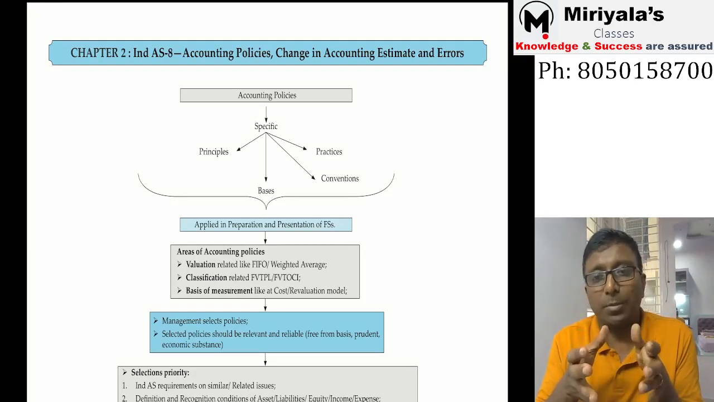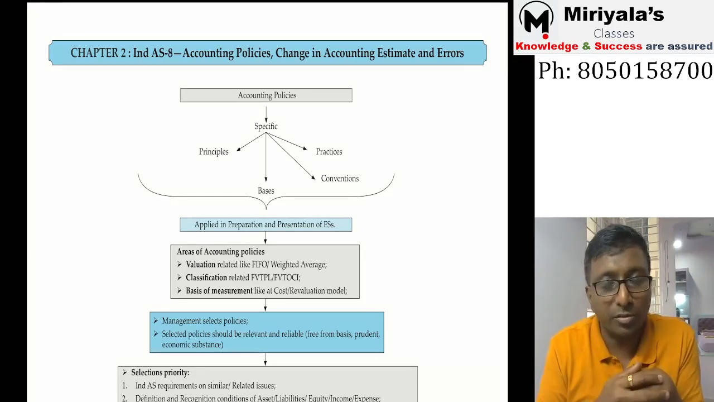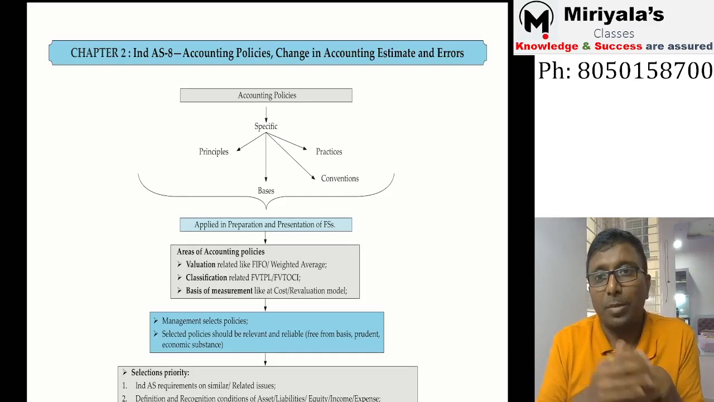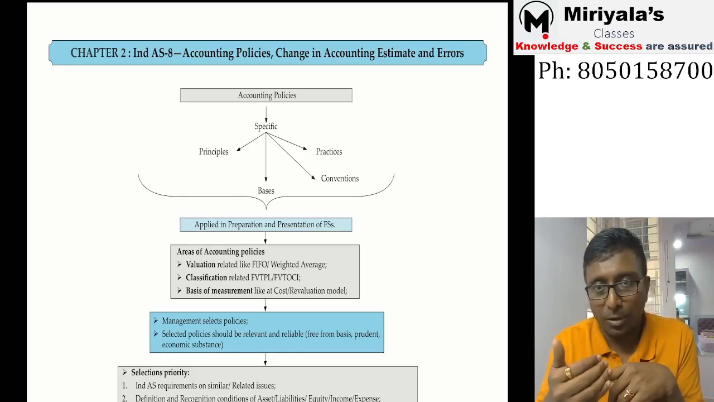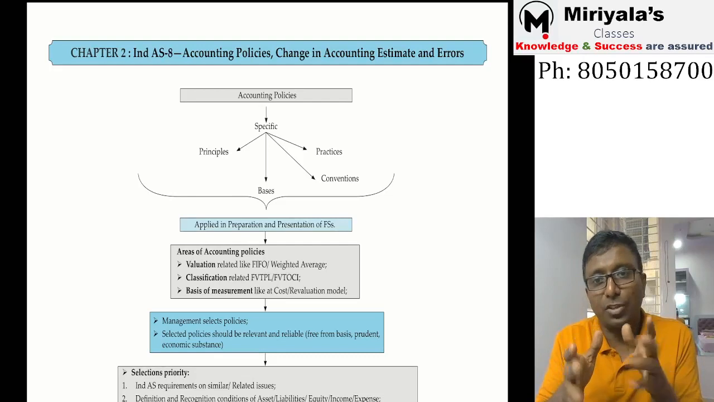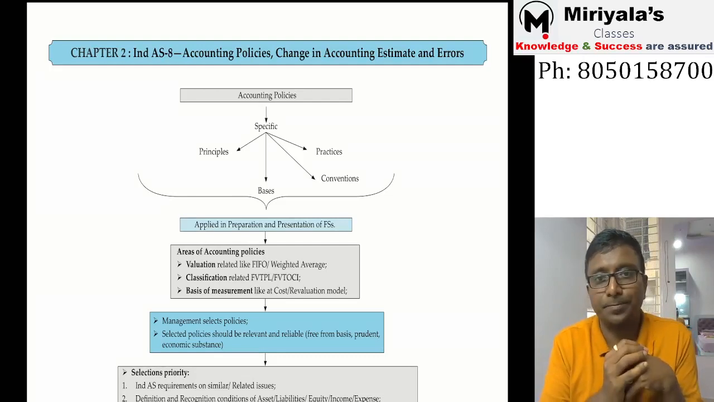In the sense of errors, earlier we used to use the word prior period error, but Accounting Standard 5 prior period error talks about only errors affecting the profit and loss. But as per Ind AS 8, it is not affecting only profit and loss. It may be affecting only the balance sheet also. Still, you are supposed to follow this.